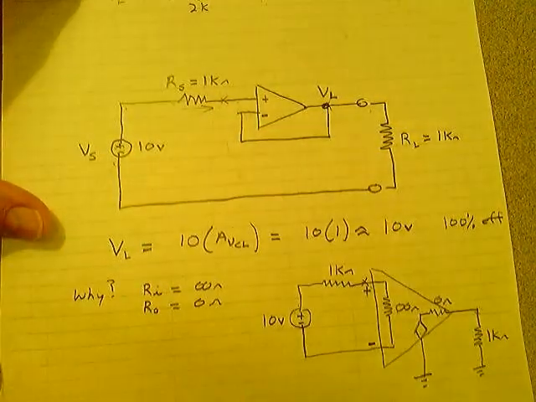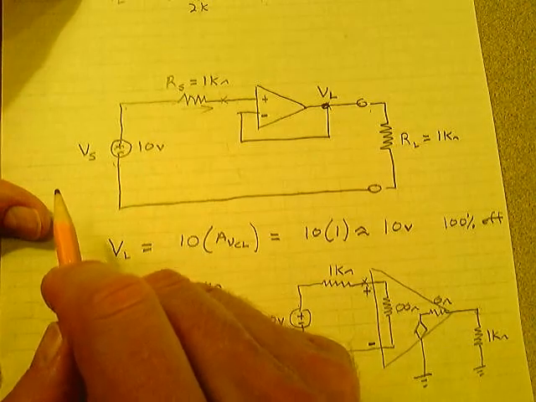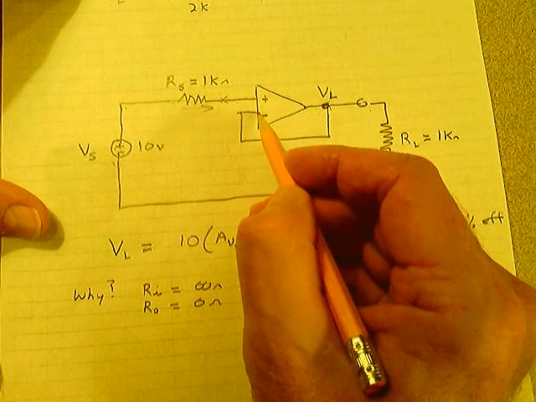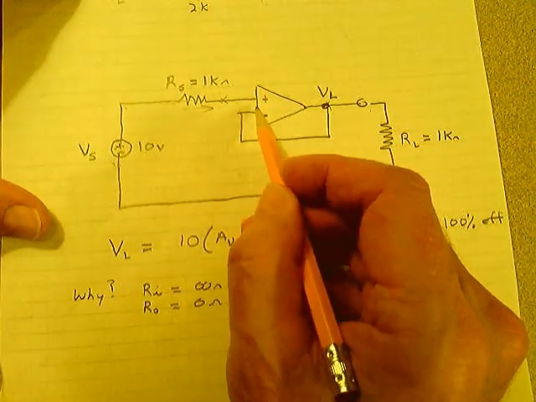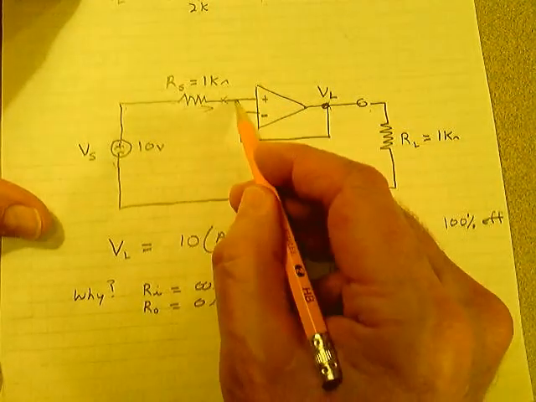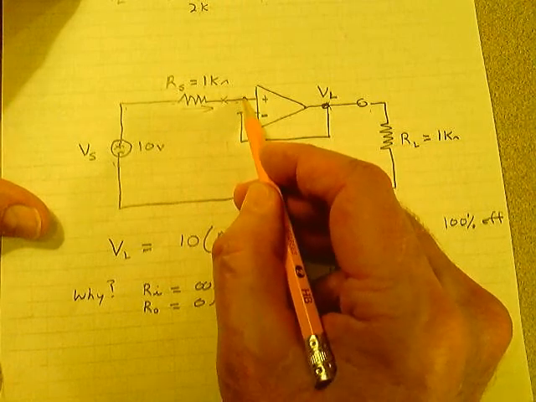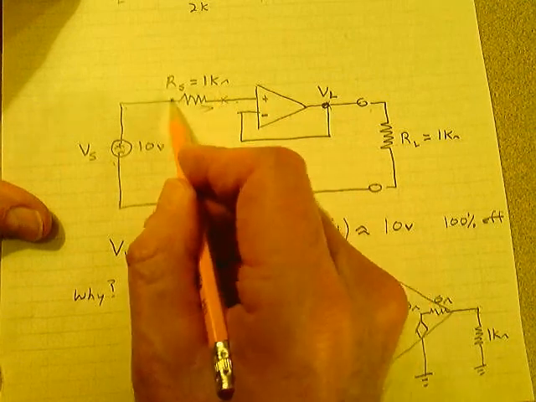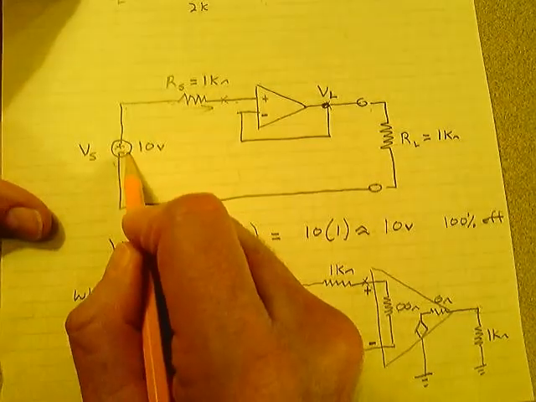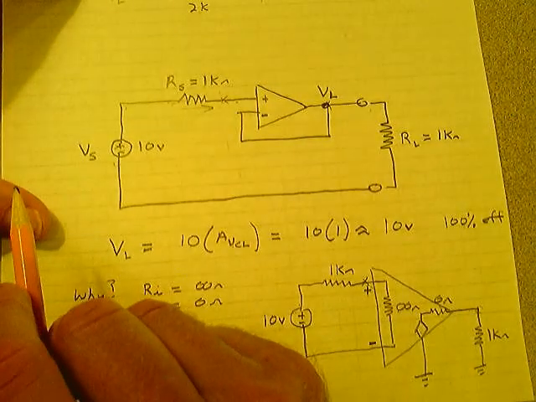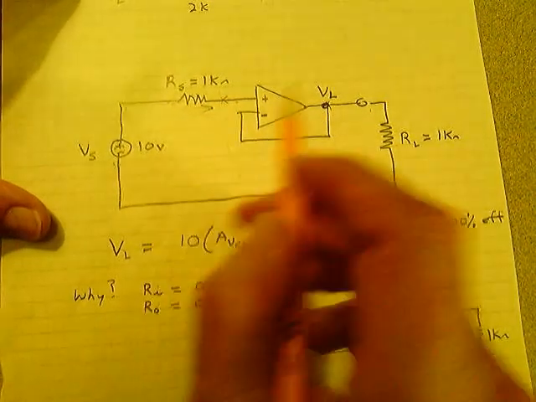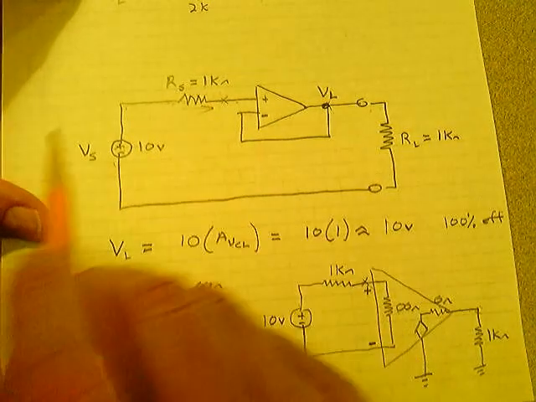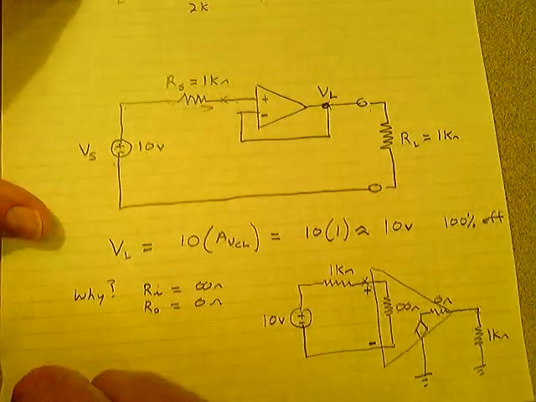Not in this case. Why? Well, first of all, use the voltage divider rule. If that's infinity there, 10 times infinity divided by infinity plus 1K, you get all 10 volts right there. But another way of looking at it is there's no current flowing. If you don't have any current flowing, you can't get a voltage drop. So 10 volts there puts 10 volts there. Stop the video, back it up for 1 minute, and listen to what I just said. You have to understand that.